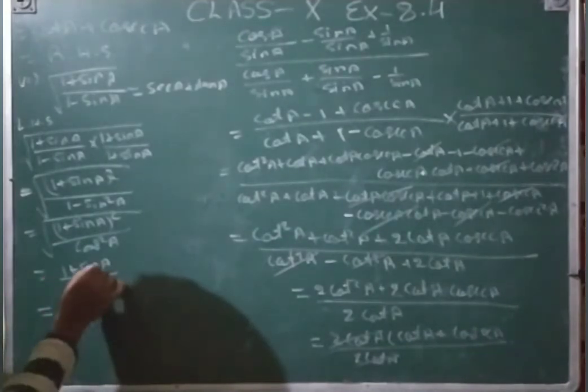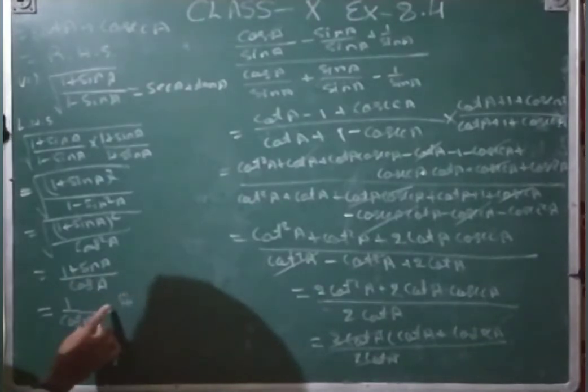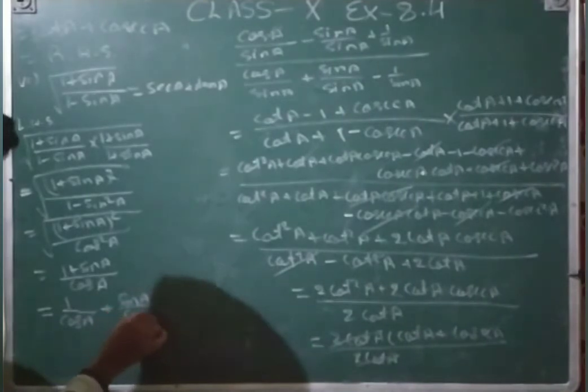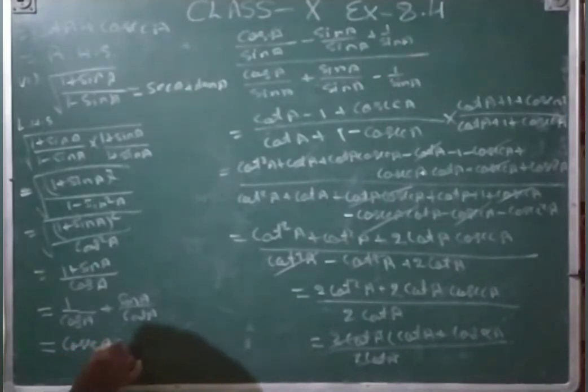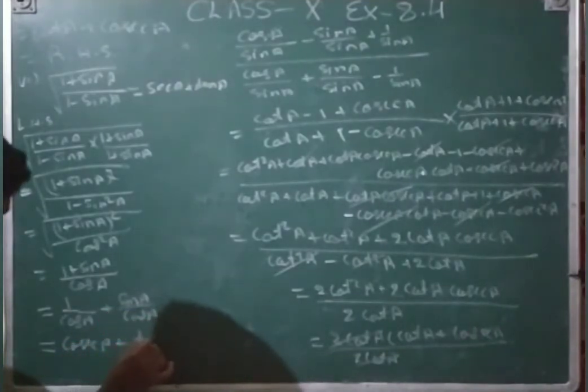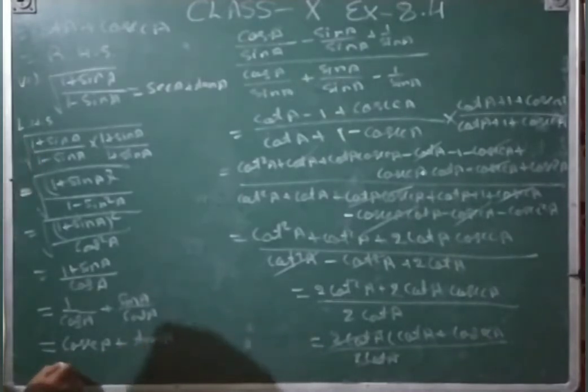So that is 1 upon cos, plus sin upon cos. 1 upon cos means sec, and sin upon cos means tan, which is equal to RHS.